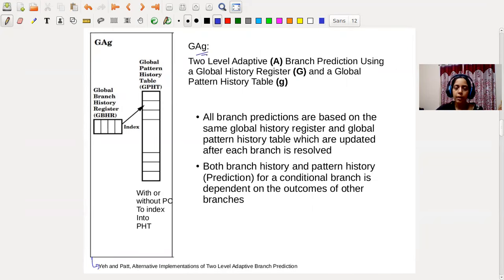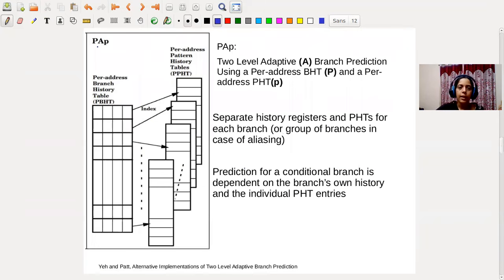So GAg means a global BHR and a global PHT. So both the branch history and the pattern history for the branch are going to be dependent on the outcomes of other branches. That's why both are called global. So it is not dependent on just that local branch, but it is also dependent on other branches. So both of them are global here. In a PAp, both the BHT and the PHT are going to be local to the branch's own history. It doesn't depend on other branches, and therefore both of them are called per-address.